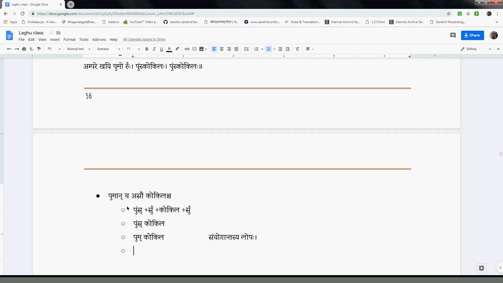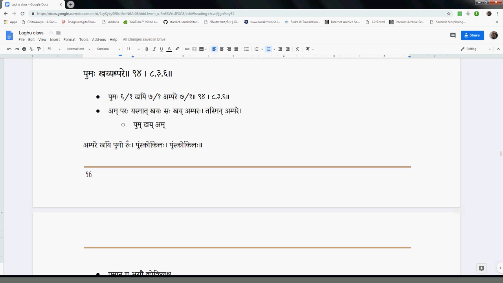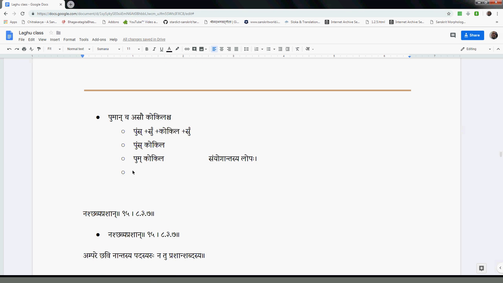What happens now for pum kokila? Now our sutra is applicable. Pumaha khai ampare. Now the situation is that you have pu, then makara is there. So pumaha, the pum condition is satisfied. Then there is kakara. Kakara is a khai letter, because khai is second and first of the class. Kakara is the first of the class, therefore it is antargata in khai pratyahara. Okara is antargata in am pratyahara. So this kakara is an ampara kakara, ampara khai. Therefore pumaha ampare khai, what will happen?